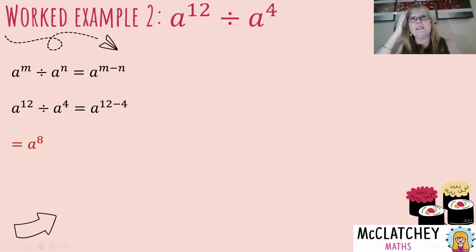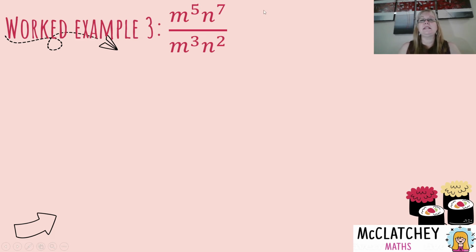We've just seen why that doesn't work with the cancelling strategy. So you've just got to remember it's all about takeaway, and that's where exams will try and trick you up. They'll put something in there that's nicely divisible so that you'll automatically think, oh, it's going to be 3. It's not. It's 12 take away 4 makes 8. Let's try something a little bit more complicated.